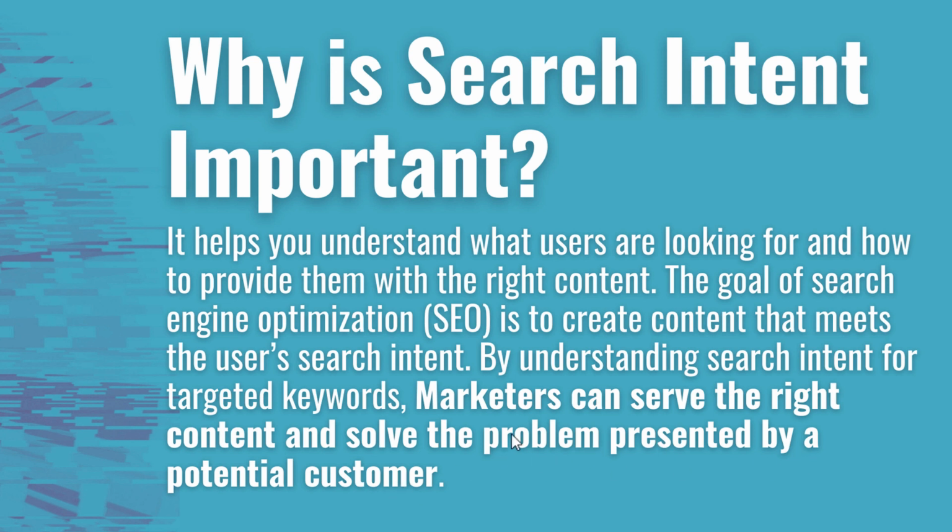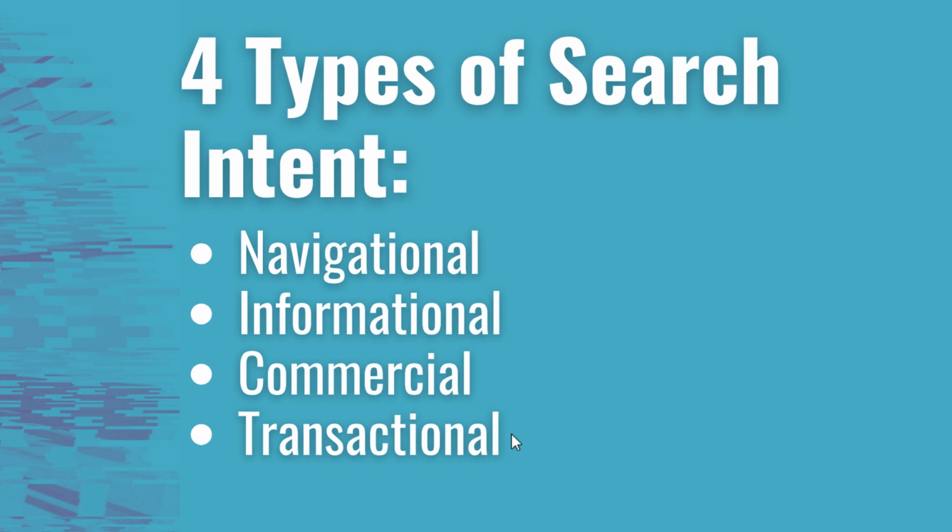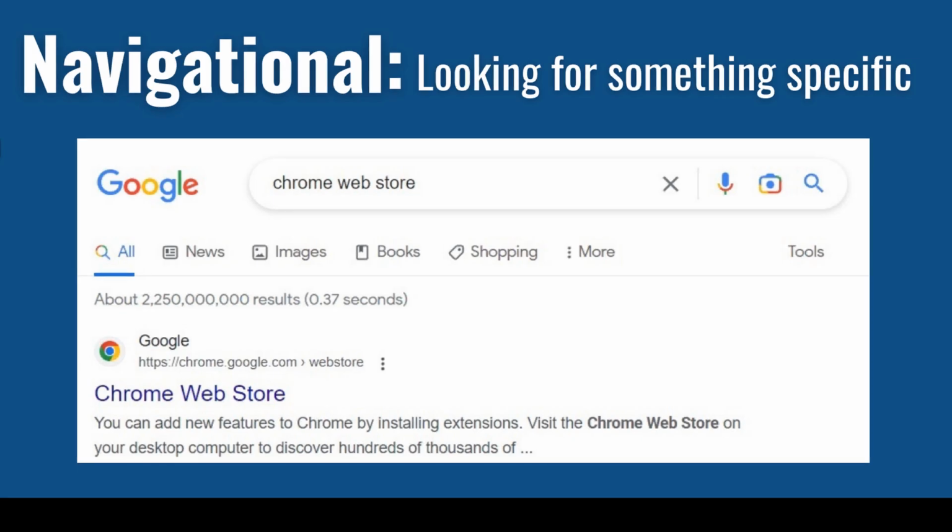So there are some different types of searches, and there are 4 different types of search intent: navigational, informational, commercial, and transactional. Some searches can kind of fall into 2 of these different categories, but to keep it really simple, navigational is someone looking for something specific. Chrome Web Store, for example.